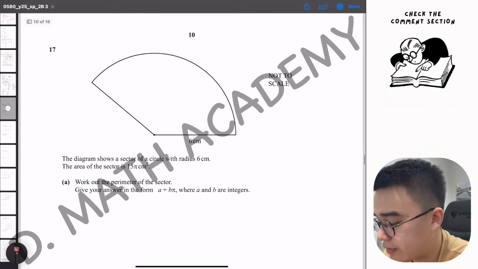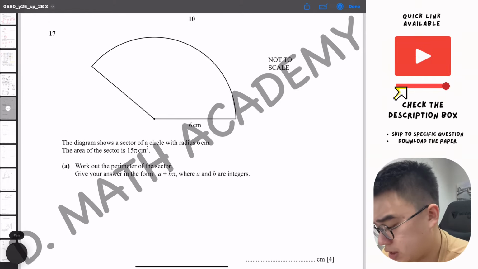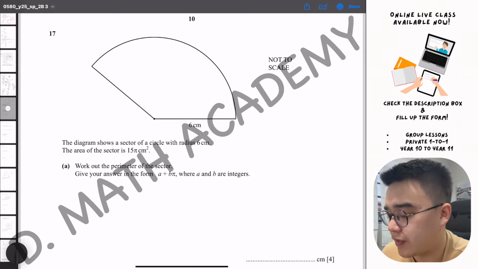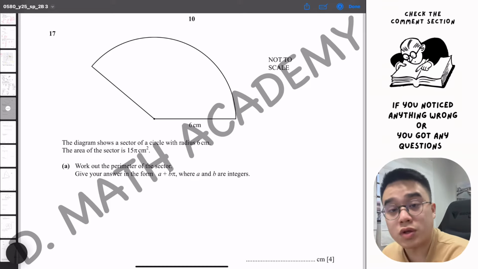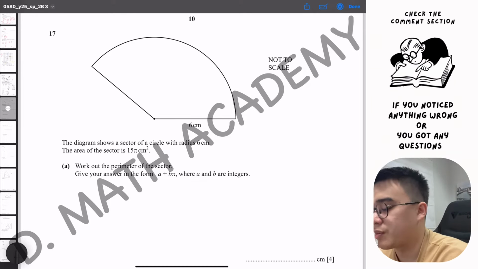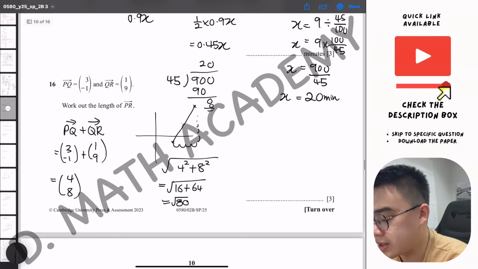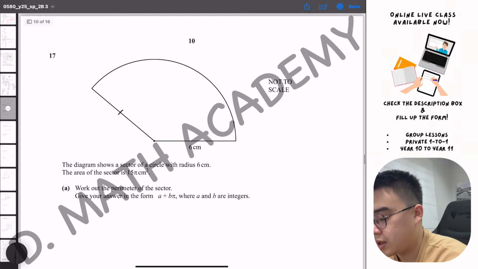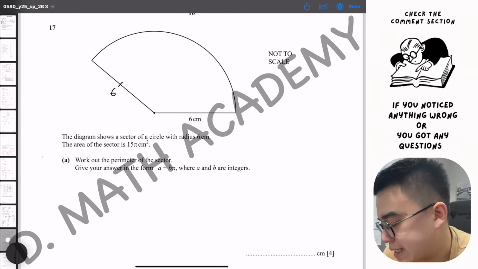Moving on to question 17, where we have this sector of a circle with radius of 6 and an area of 15 pi. Work out the perimeter of the sector. So good news is that they are testing us on perimeter. You actually have to remind yourself not to make this silly mistake where you forget to add in the radius on this side. So that right there was 6.